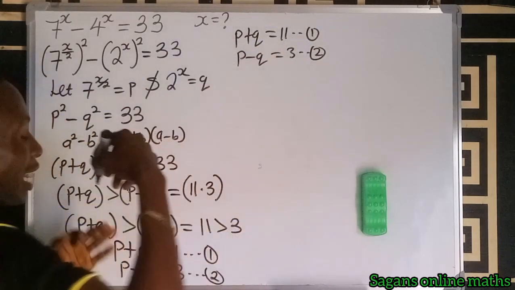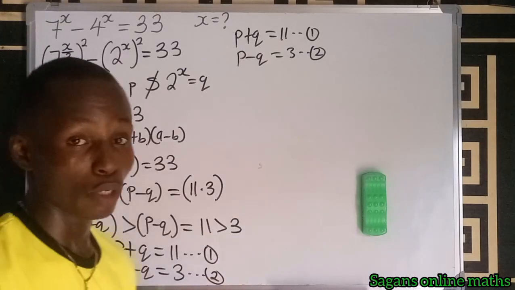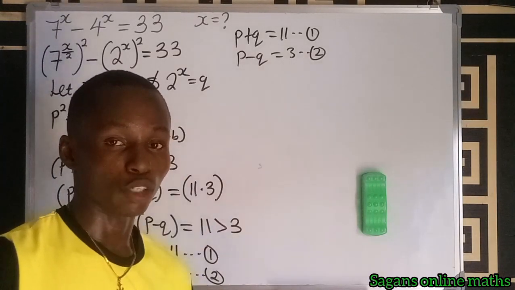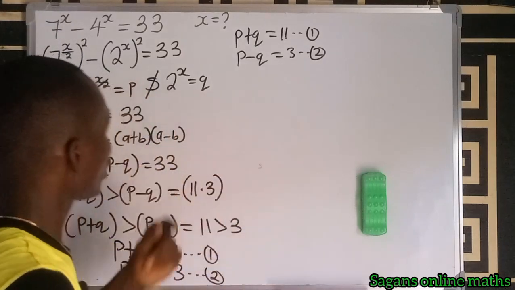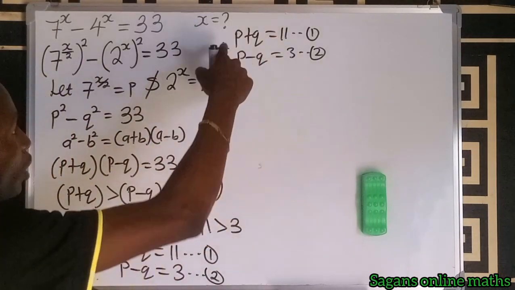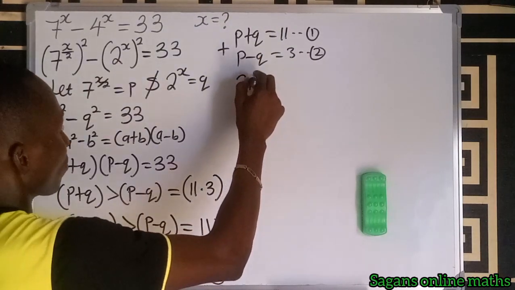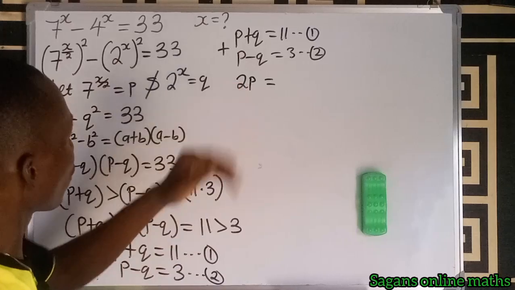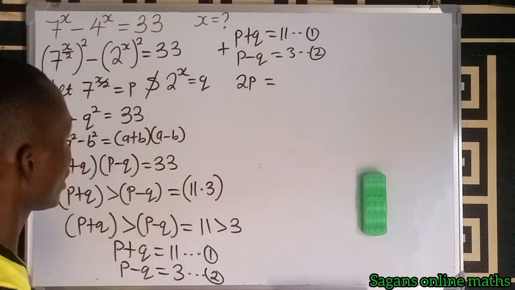By using the elimination method, because sometimes the equation has three ways of solving: one by substitution method, two by elimination method, and three by graphical method. Let's use addition so that q can go out. So p plus p will give us 2p equals 11 plus 3, which gives us what?